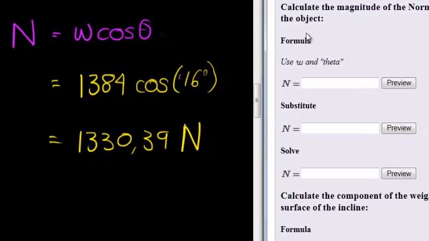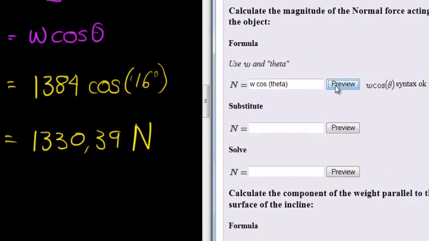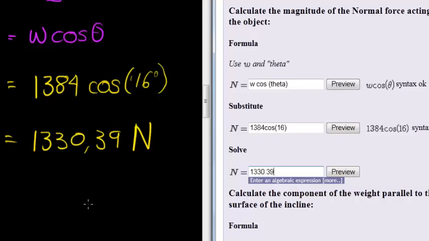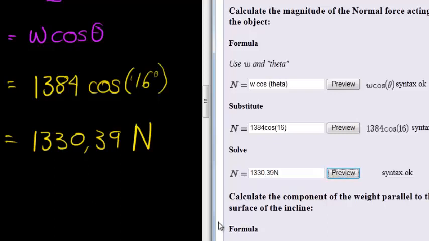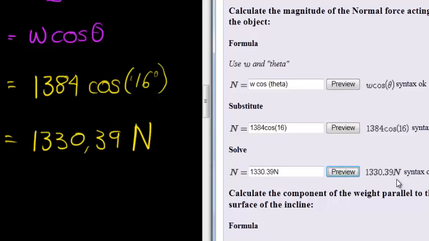So if we put it in here, you see they ask us for the formula using W, and we type theta. So W, then that's exactly this formula. W cos theta. Preview. That looks perfect. Okay, when we substitute, that's the second step. 1384 times cos of 16. Preview. Perfect again. And finally, our normal force calculated to 1330.39 newtons. There we go. That is our final answer for the normal force.